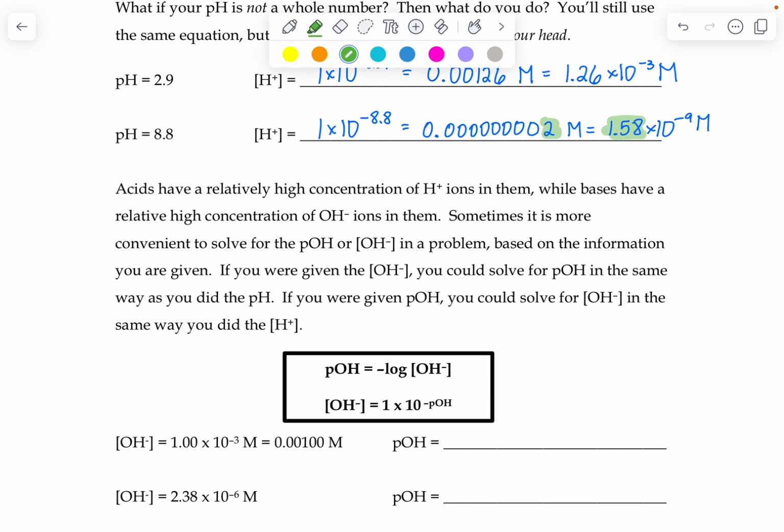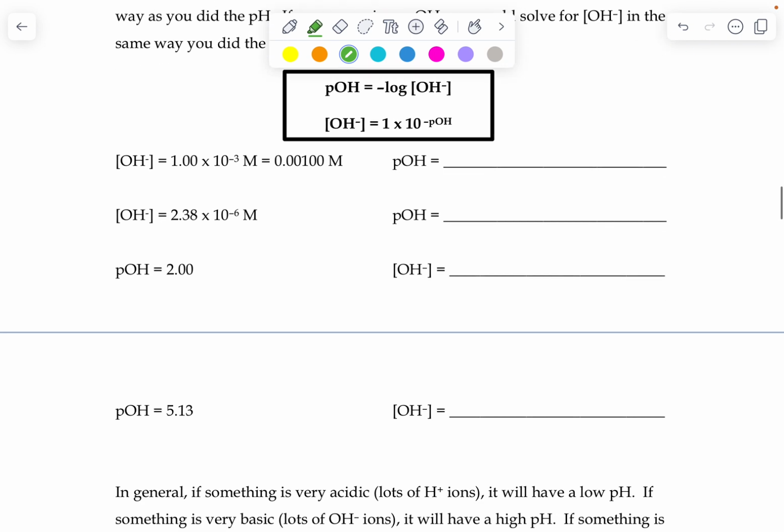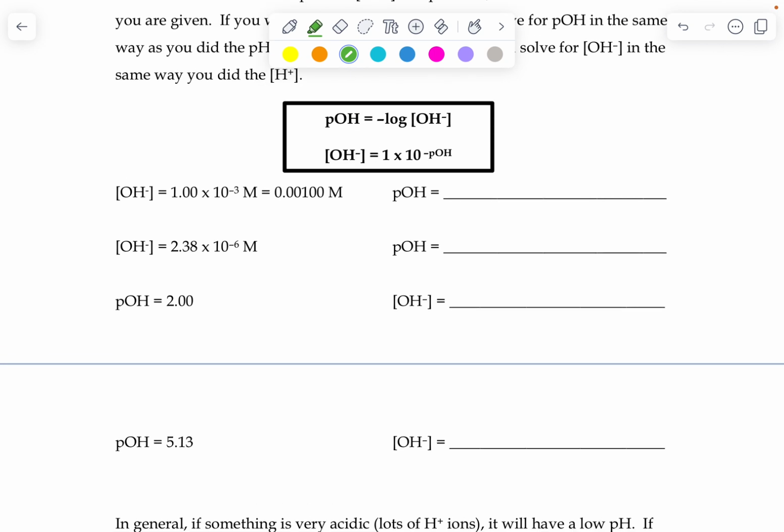As you've learned before, acids have a relatively high concentration of H+ in them. That's what makes acids acids. And bases have a relatively high concentration of hydroxides in them. Sometimes it's more convenient to solve for the pOH or OH-, especially if you're working with bases instead of acids. So there's an equation that looks just like the two we were talking about, just using OH and pOH instead of H+ and pH, but mathematically identical.